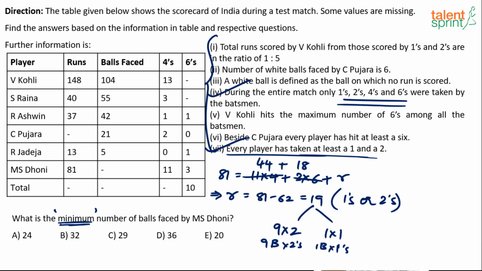Right? And since he is talking about the minimum number of balls, we can assume that the number of dot balls for Dhoni is equal to 0. He wants minimum balls, right? That is possible when the dot balls are 0. He should not be having any dot ball. Now, what is the minimum number of balls that he gets?